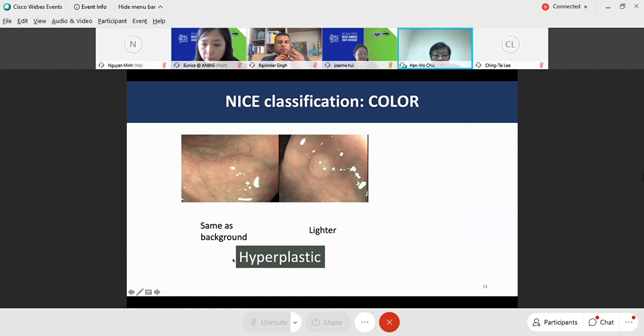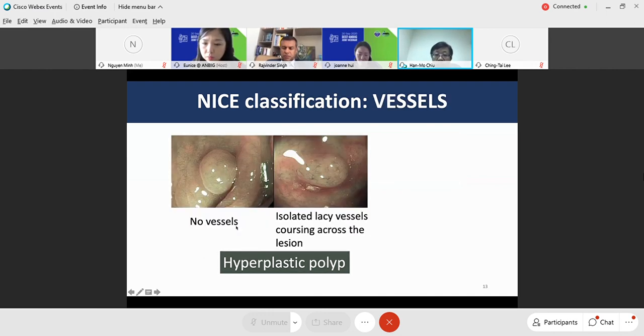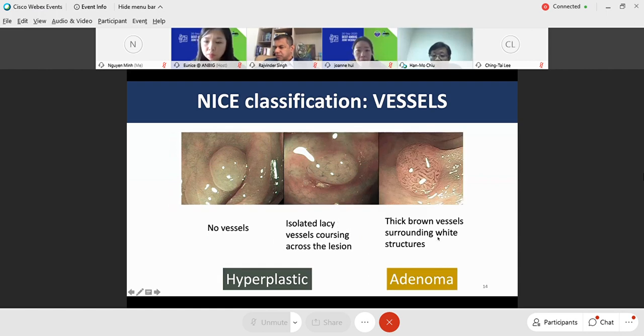So in hyperplastic polyp, the color is usually the same as the background mucosa or lighter in color. And adenoma usually has a darker appearance compared with the background mucosa. Regarding the vessels, usually there is no vessel for hyperplastic polyp or only some isolated lacy vessels coursing across the lesion. However, in adenoma, we can see thick brown vessels surrounding the white structure. The capillary network is usually visible.